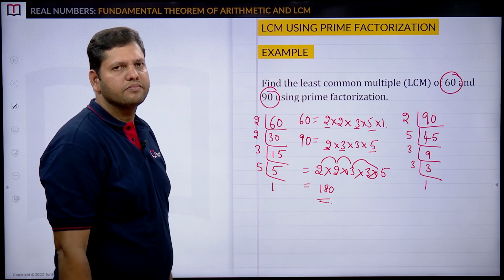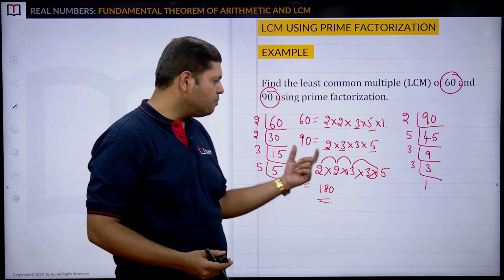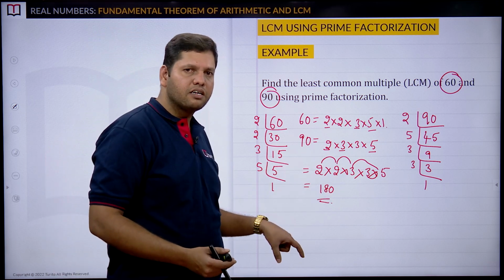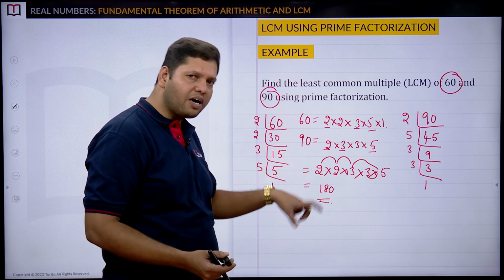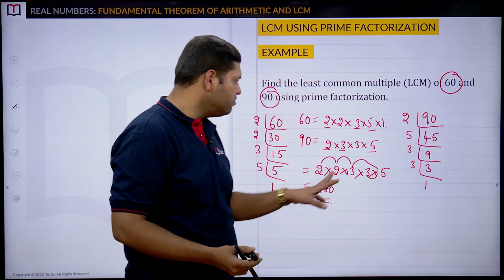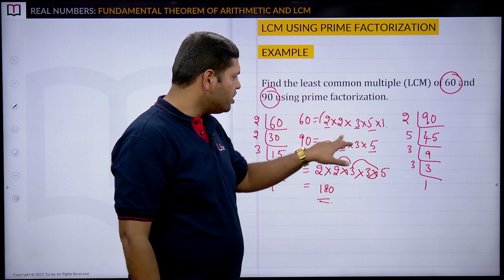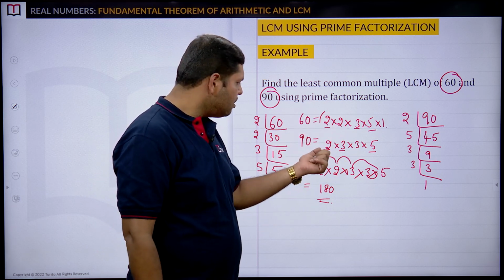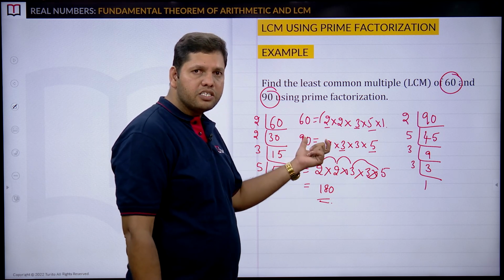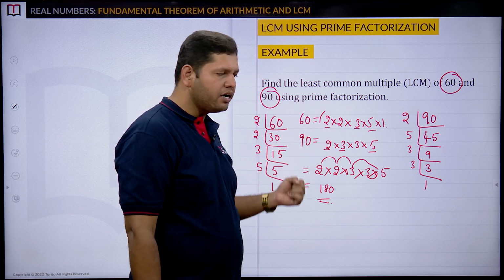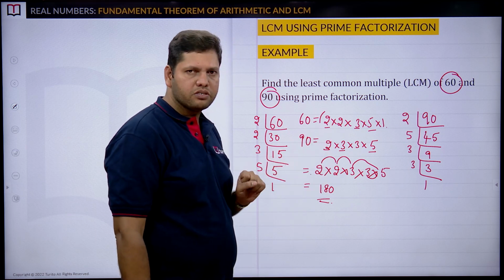Clear, children? We have to multiply all the prime factors which are present, and if a factor is present only in one number, we have to consider that factor also. See children, what I am telling you. Here 2 is repeating 2 times in the first number, and only 1 time in the second number. Even though, we have to take the 2 2s, because the majority is where 2 is repeating 2 times. So that is the majority one. So that's why I am writing it 2 times.